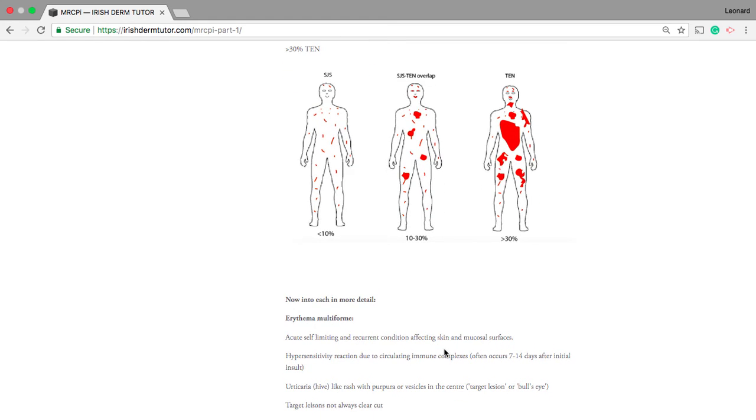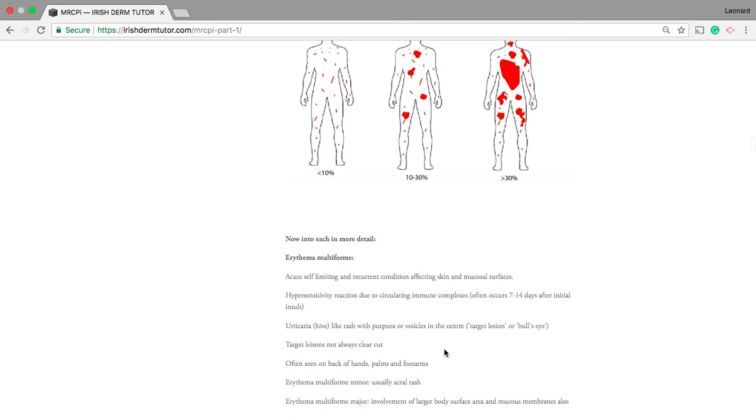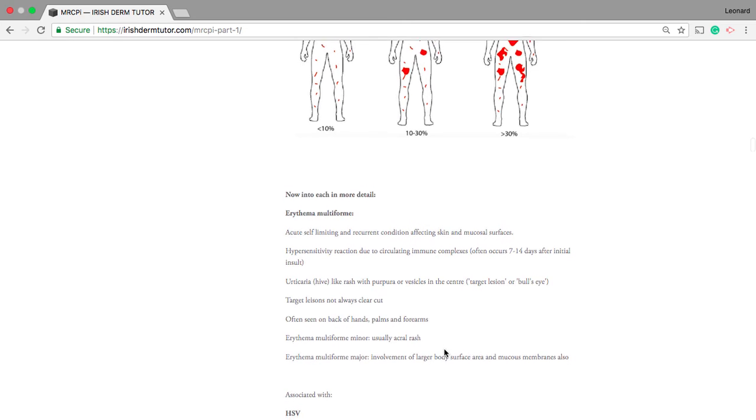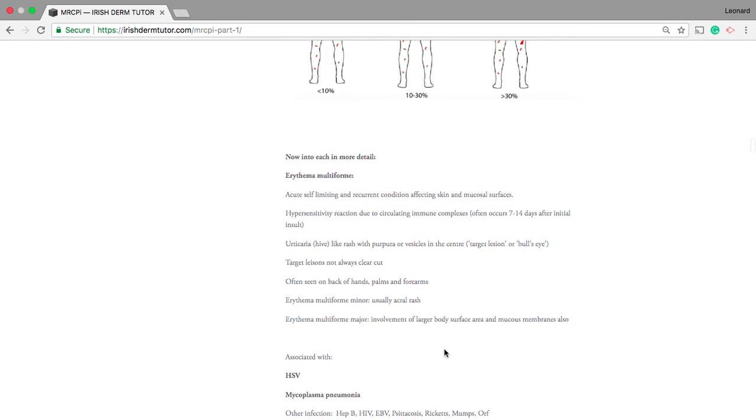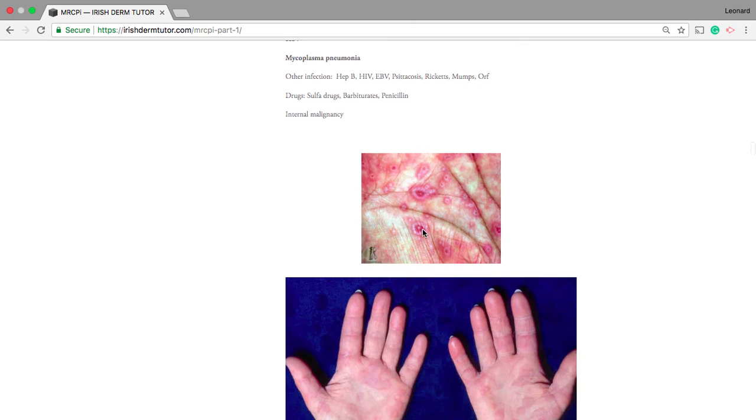So erythema multiforme, it's an acute, self-limiting and recurrent condition that can affect the skin and the mucosal surfaces. It's basically a hypersensitivity reaction due to circulating immune complexes, and it often occurs about 7 to 14 days after the initial insult. You get a hive-like rash with purpura or vesicles in the center, and this is often described as the target lesion or the bullseye. And I'll have an image of it there.